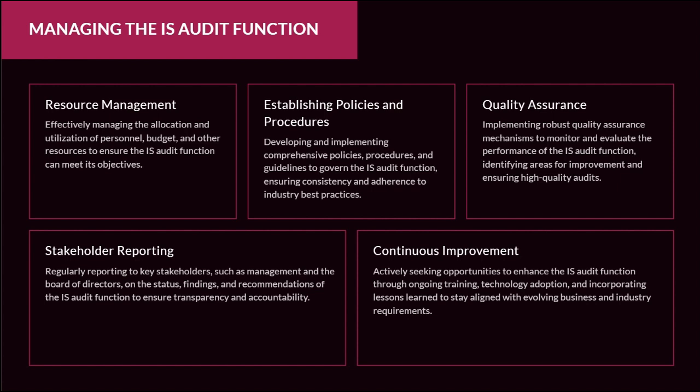Quality assurance. Quality assurance is critical to maintaining the credibility of the IS audit function. This involves reviewing audit work to ensure it meets established standards and identifying areas for improvement. Reporting to stakeholders. The IS audit function must communicate its findings to key stakeholders, such as management and the audit committee. This includes providing regular updates on audit activities, findings, and recommendations. The IS audit function must remain independent and objective. This means avoiding conflicts of interest and ensuring that audit findings are unbiased and based on evidence.